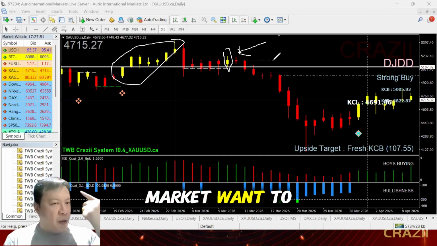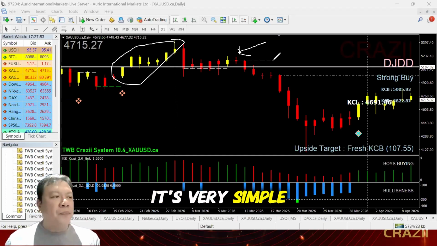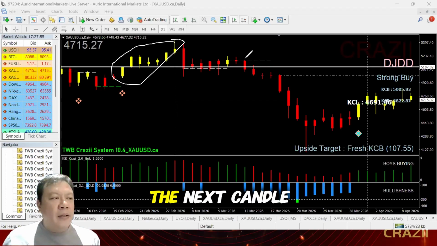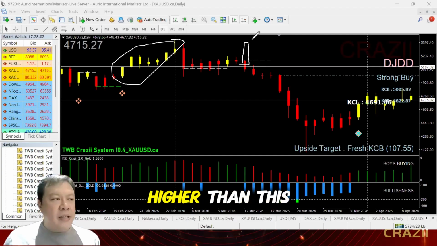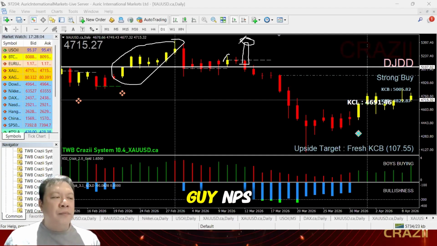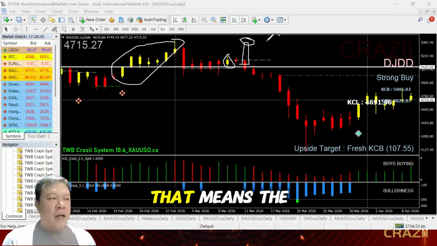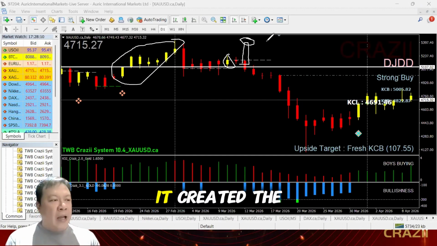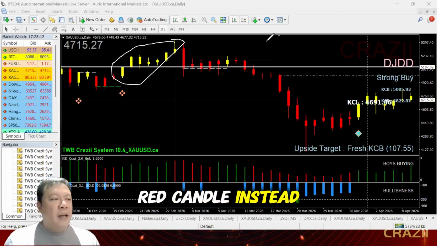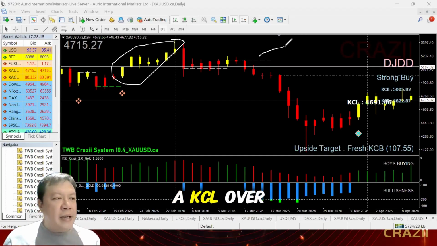Now, if the market wants to go higher, it's very simple. The next candle should be a yellow candle. And if the yellow closing is higher than this guy, then by right, that means the downtrend is over. But because it didn't, it created the red candle instead. And as you know, there is a KCL over here.